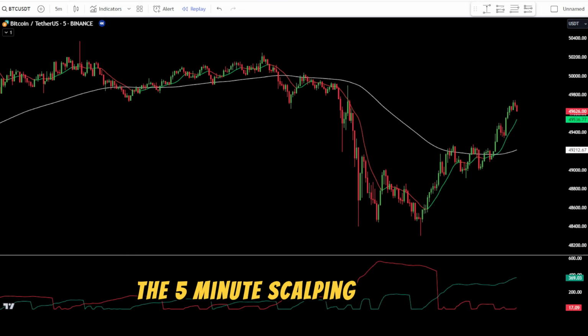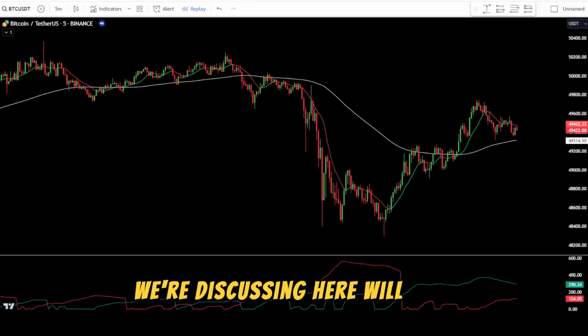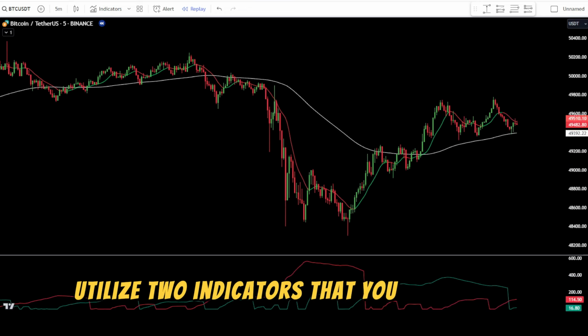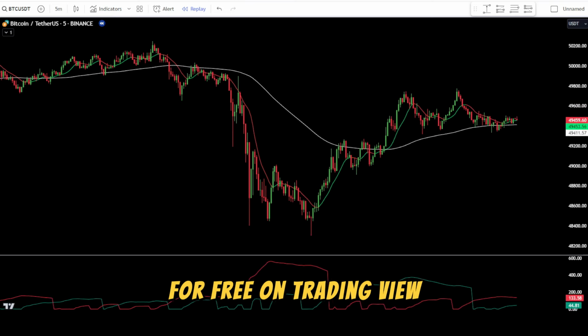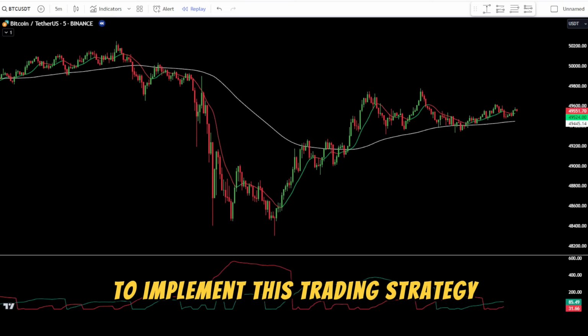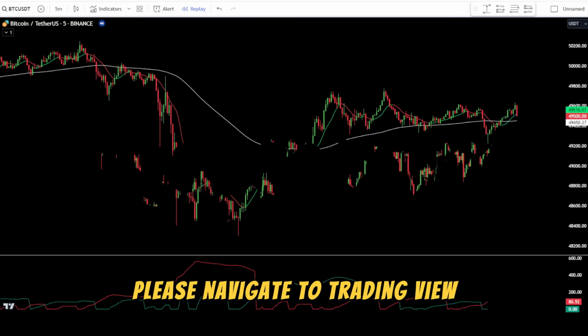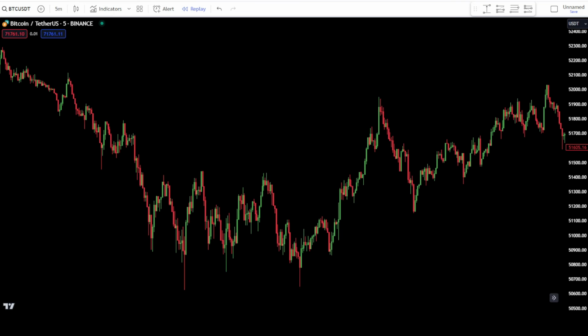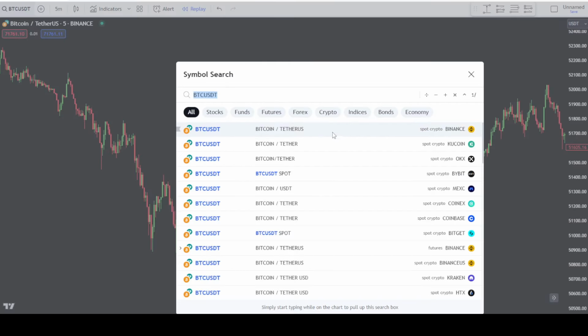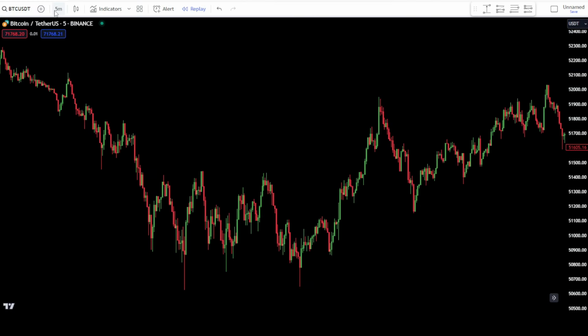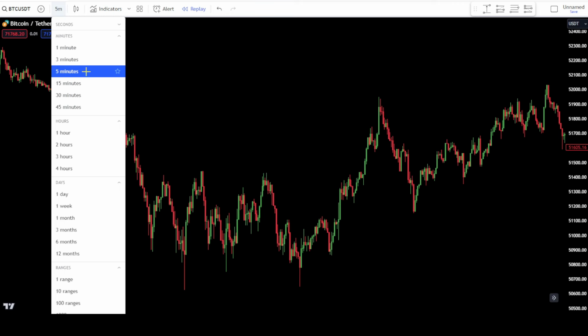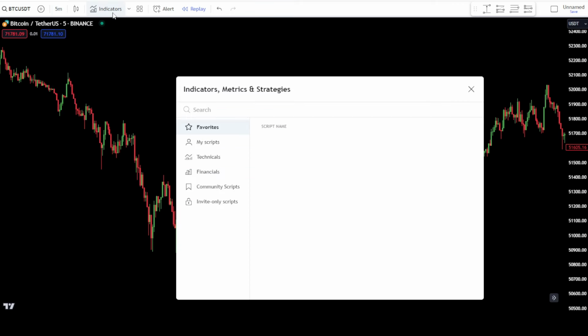The 5-minute scalping strategy we're discussing here will only utilize 2 indicators that you can access for free on TradingView. To implement this trading strategy, please navigate to TradingView. For this example, we'll focus on the Bitcoin pair, so set the pair to BTCUSDT. Next, adjust the time frame to 5 minutes. Now, go to the Indicator Search tab and type in AI Trend Navigator. Choose the AI Trend Navigator by Zierman.